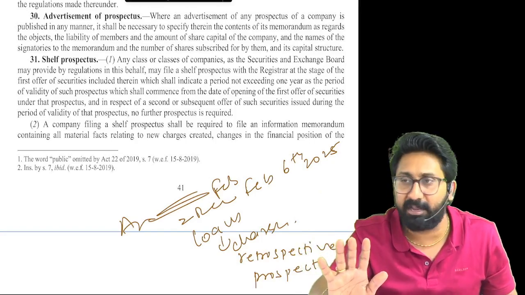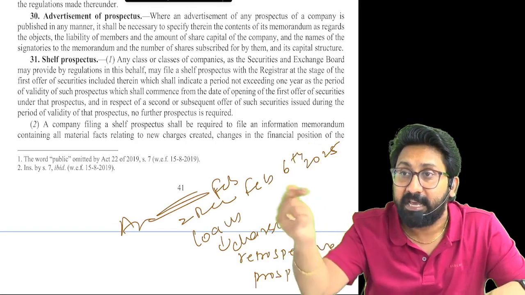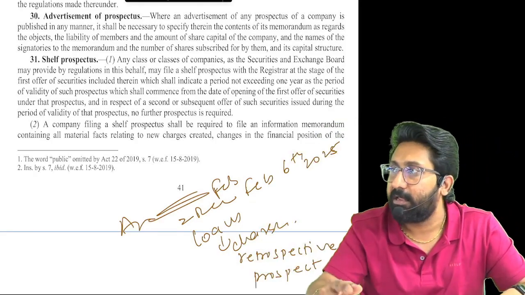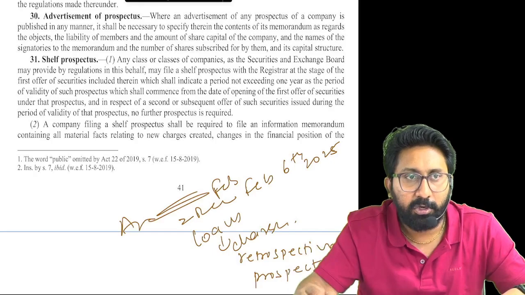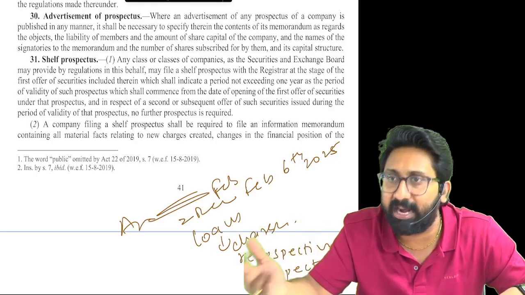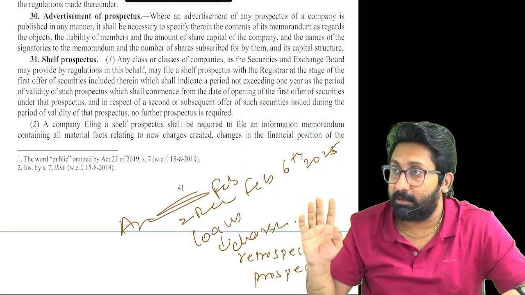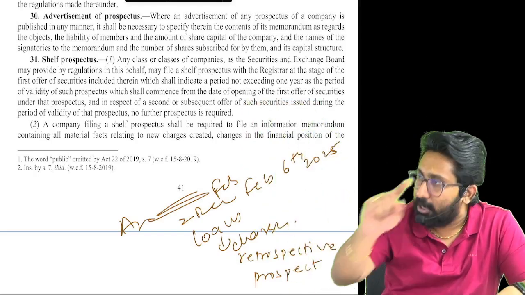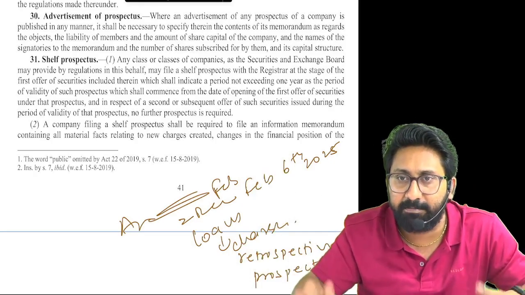Understood the content clearly? Next point: any important changes that happened which are not already there in the prospectus, in what form do we have to give them to ROC? Information memorandum. New charges created, new directors appointed, anything which affects the company and is not covered in the main prospectus, it is your responsibility to file it with ROC in the form of an information memorandum.